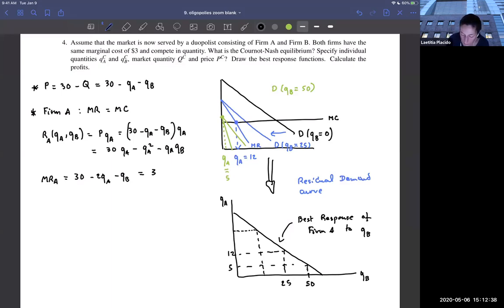So basically what you are looking for here is this intersection for any quantity QB. Now I'm going to express QA as a function of QB, and this is going to give me the best response. So I have 2 QA equals 27 minus QB, or QA equals (27 minus QB) over 2.